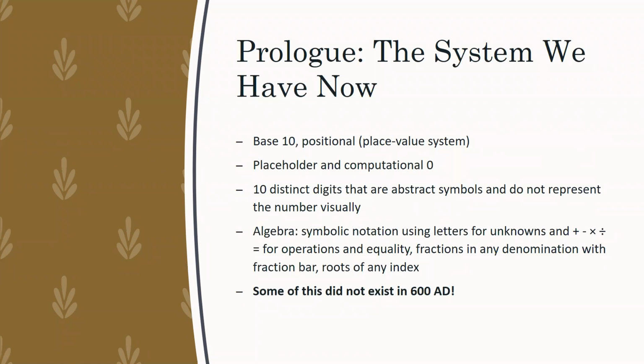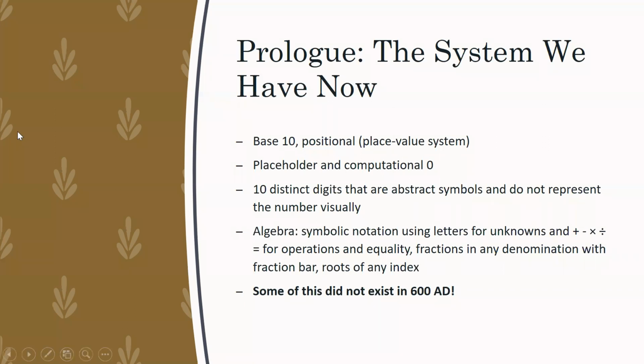So the system that we have now, just to sum up, is a base 10 positional place value system. We have a placeholder and a computational 0. We have 10 distinct digits. They're abstract symbols, despite the people who try to tell you that 2 actually has two dots on it. I don't know if you've seen this system that they show to kids. That's not original. Somebody invented that recently.